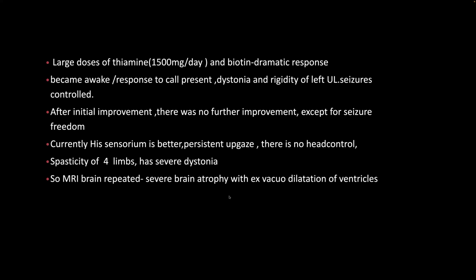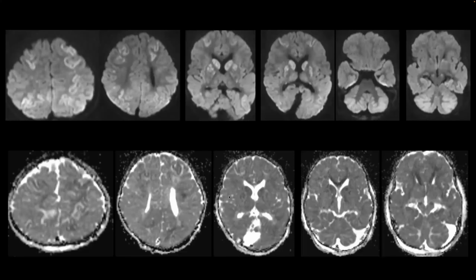So he is discharged now. Just before discharge, we repeated one more MRI, which we will discuss. That showed severe brain atrophy with vasodilation of ventricles. And meanwhile, we got the genetic report. Okay, let me show the MRI first.